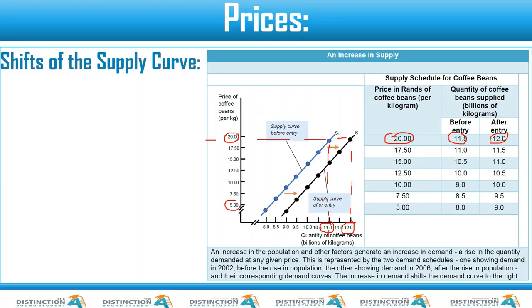Then what if we go to another extreme, which is a low price? So with a low price, less will be supplied, which is 8 billion in this case. But with the same low price, 9 will be supplied, as you can see. So this goes with that and like that. Okay. So we see what? A shift of the supply curve to the right, which is an increase in supply.